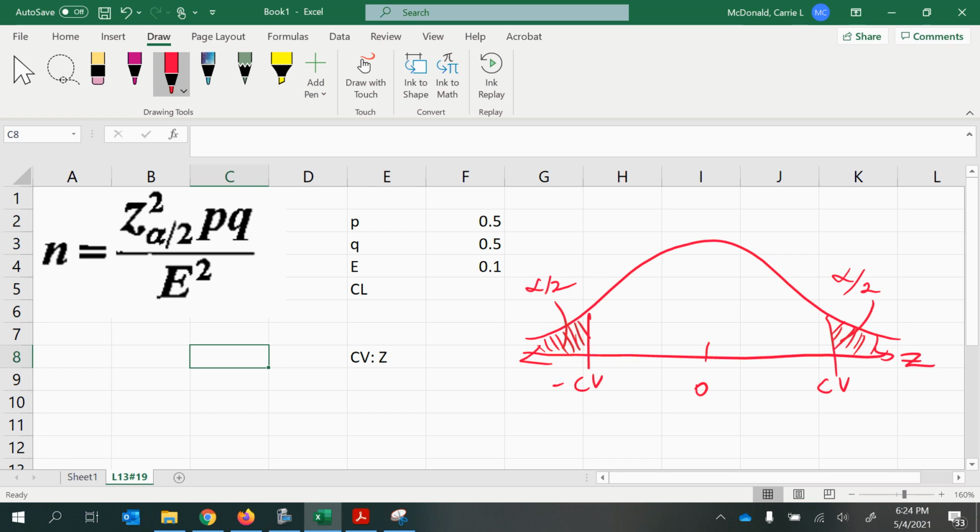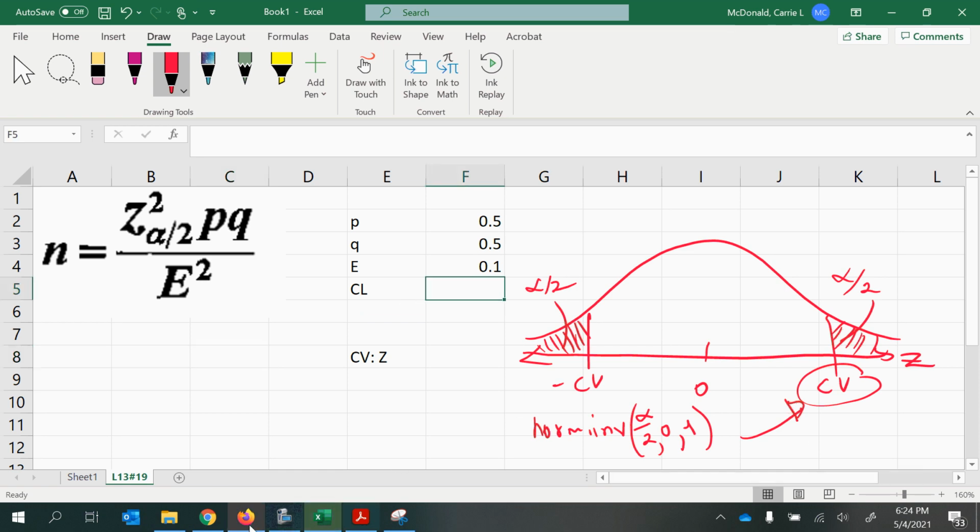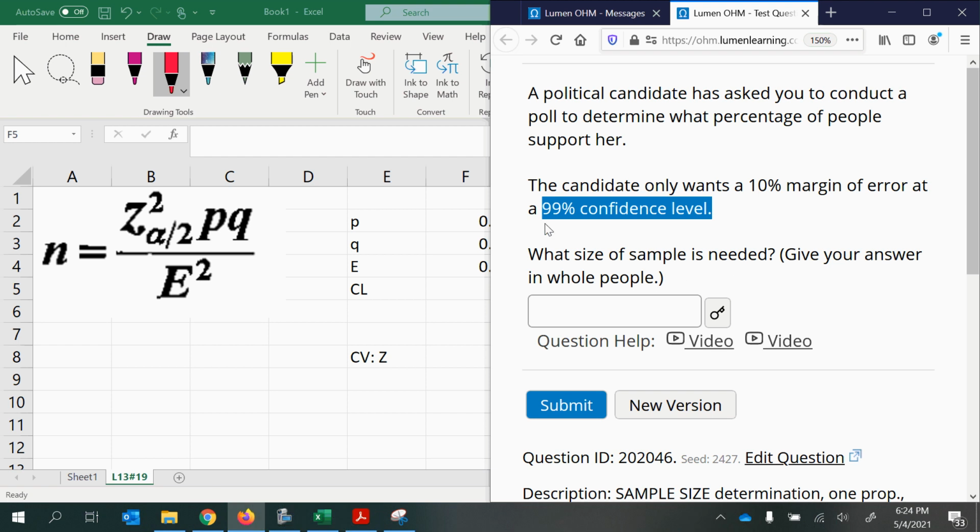So we can get the negative one by doing norm.inverse on our alpha over 2, a mean of 0 and a standard deviation of 1. And then to get the positive one, and this is the one we want to use in our formula because we'll be calculating a sample size, we want that to be positive. We can just do the absolute value, make it positive. So what we need is our confidence level, which again was given in the problem as 99%.